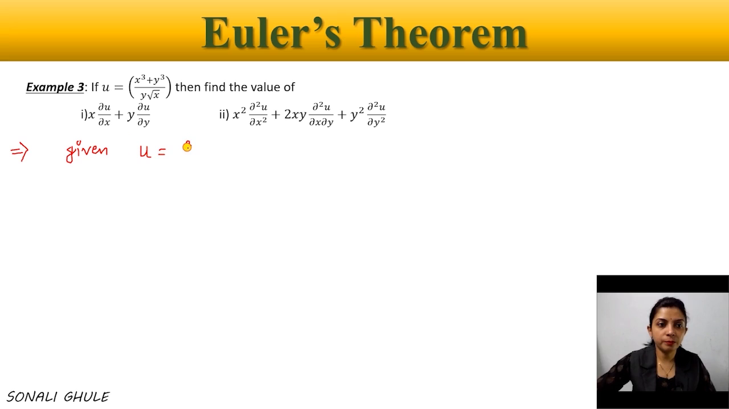U is equal to (x cube plus y cube) upon y root x. Now I have to check the degree. Each term should have the same degree. Here there are two terms. What is the degree? 3. Here also, what is the degree? 3. Means in the numerator the common degree is 3, and in the denominator, what is the degree for y?